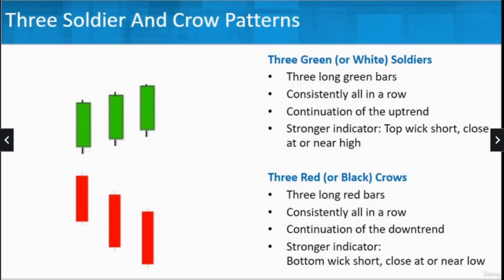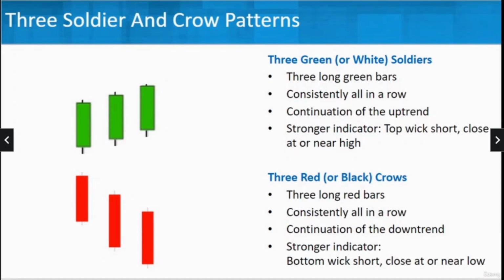Like the soldier pattern, they're called crows because they're going downward. It's going to be a continuation of the downtrend. You're looking at it and saying, yep, prices are going to keep going down. I see these three red crows. They're marching in a nice, orderly fashion. I'm going to trade accordingly around that.